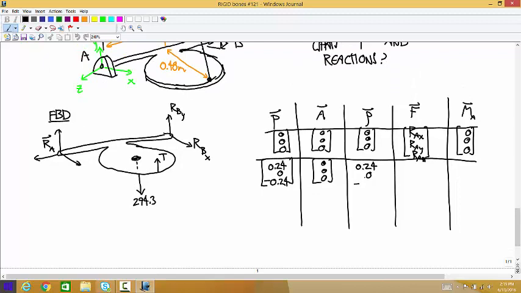Row vector is 0.24, 0, negative 0.24. The force vector is 0, negative 294.30. And can someone calculate that cross product, or has anyone? 70.6? Okay.